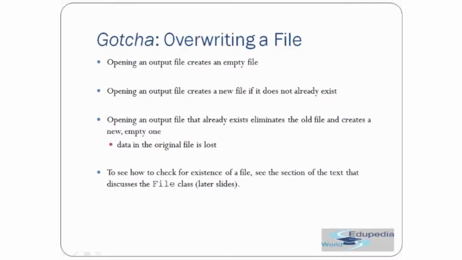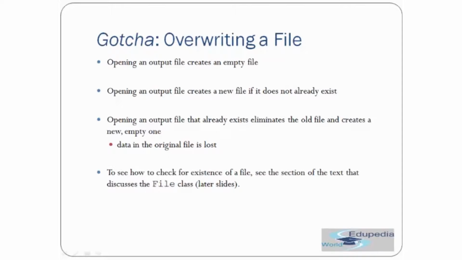From this tutorial, we'll start with overwriting a file. So let's see what overwriting a file is. Opening an output file creates an empty file, right? Because if you just open an output file, it will create an empty file. Opening an output file also creates a new file if it does not already exist. Now, opening an output file that already exists eliminates the old file and creates a new empty one. So data in the original file is lost.